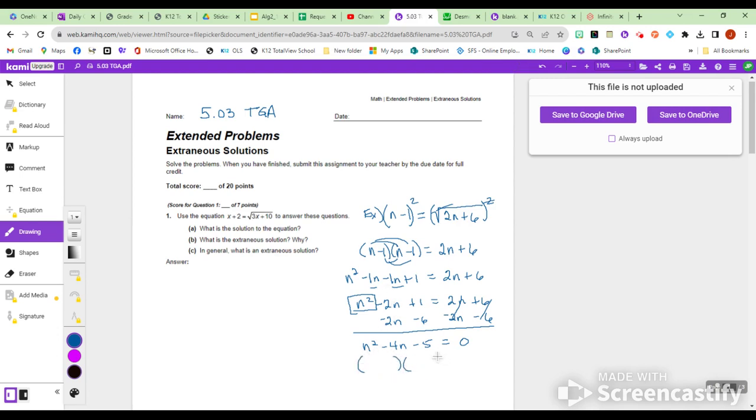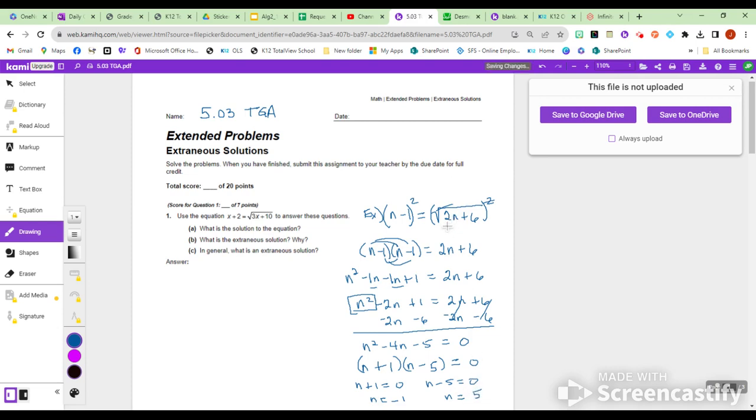Since 5 is negative, that means my signs are going to be different. So I want to do plus minus. The only two things that multiply to be n squared is n times n. The only things that multiply to be 5 is 1 and 5 or 5 and 1. I do need to get a middle term of negative 4. So my 1 has to be positive and my 5 has to be negative. And then I set each factor equal to 0 and I solve. That's going to give me an n of negative 1 and an n of positive 5.